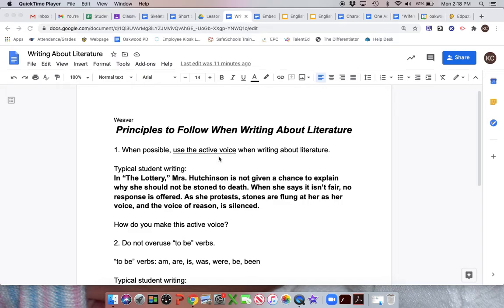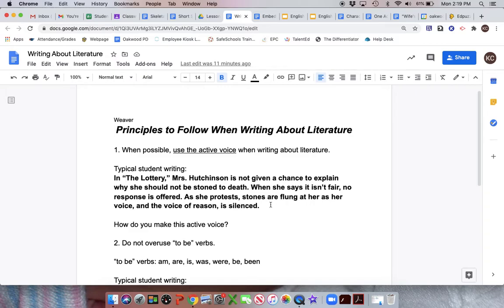Are there times to use the passive voice? Yes. However, normally when you're writing about literature, you want your voice to sound powerful and potent, and so the active voice is best for doing that. So here's an example of some typical student writing. In the lottery, Mrs. Hutchinson is not given a chance to explain why she should not be stoned to death. When she said it isn't fair, no response is offered. As she protests, stones are flung at her as her voice and the voice of reason is silenced.